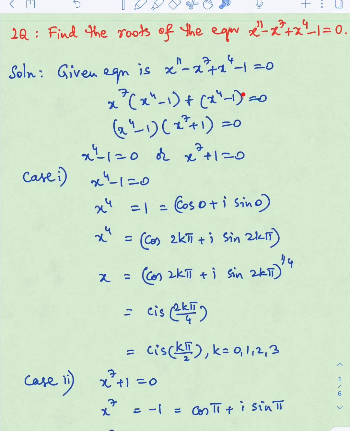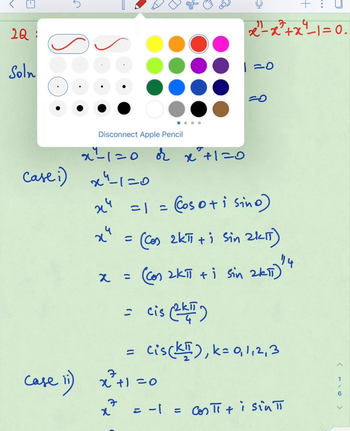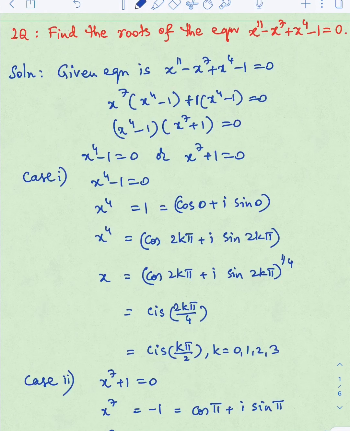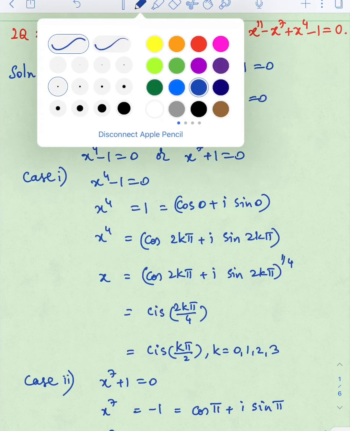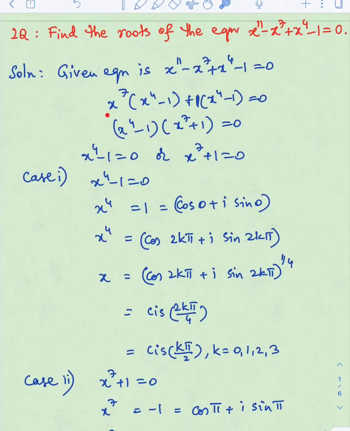In the coming step, the portion which is taken inside is common. The remaining part is kept in another bracket. So, for clarity, you can write 1 here. That is, x power 7 plus 1 will come in a bracket. Now, x power 4 minus 1 is equal to 0 or x power 7 plus 1 is equal to 0. There are two cases. First case, this one. x power 4 is equal to 1.